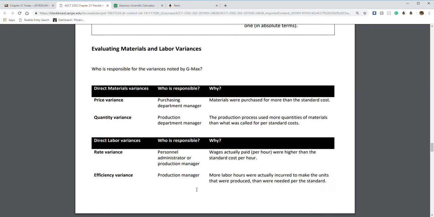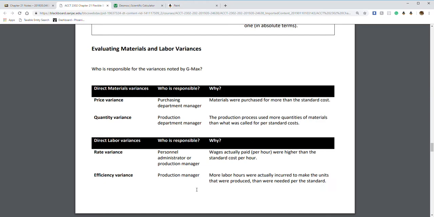Quantity, we look at production. The production process used more quantities of material than what was called for. Why? Why did you need more material than what our actual specifications are? And that could be that some custom jobs came in. Could be something else. There's a lot of things to answer that question.